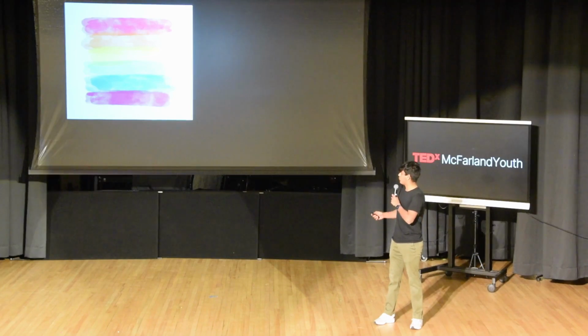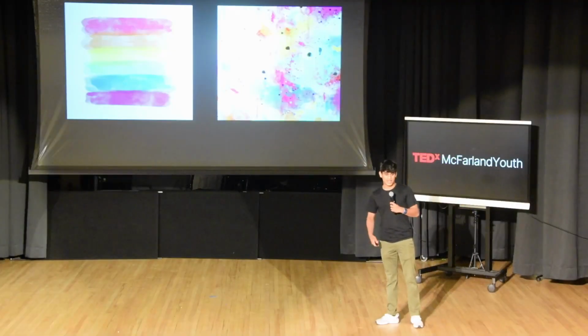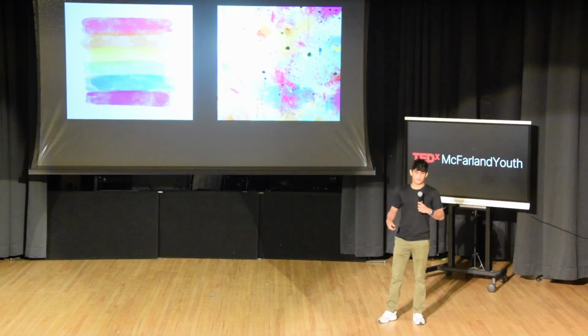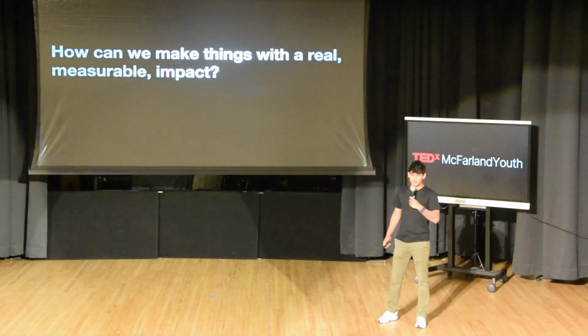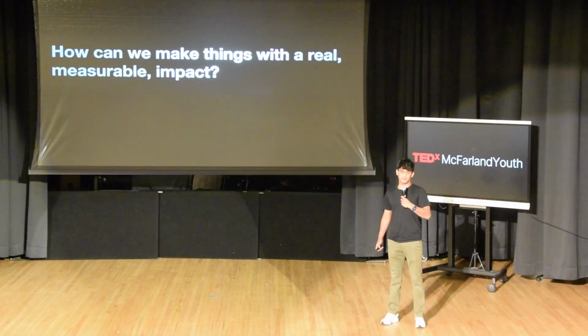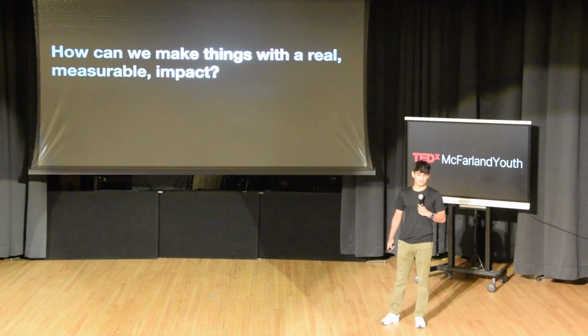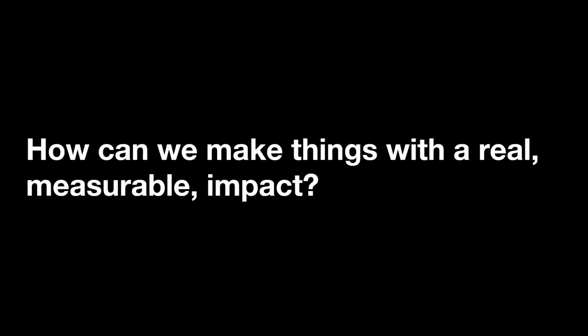The world looks more like this. A jumble of those same colors, those same subjects, those same fundamentals, but they're all mixed up, all blended together to create a brand new image that is our world. In school, we need to learn how to make things with real measurable impact because that's how we genuinely create a better place in our world.